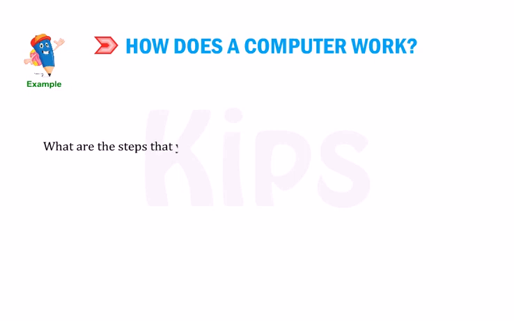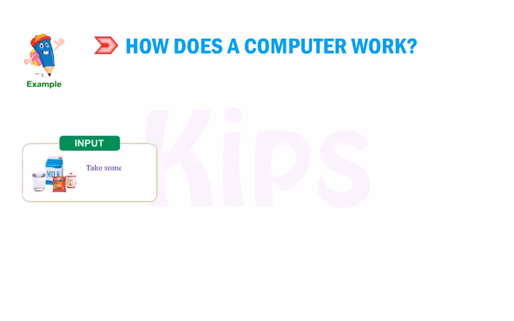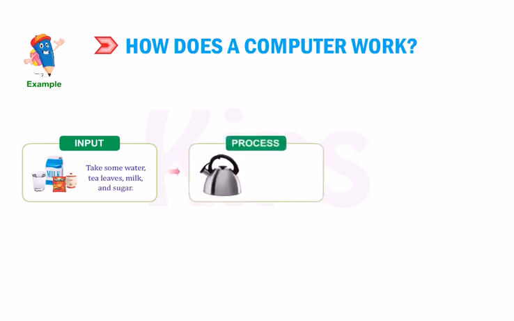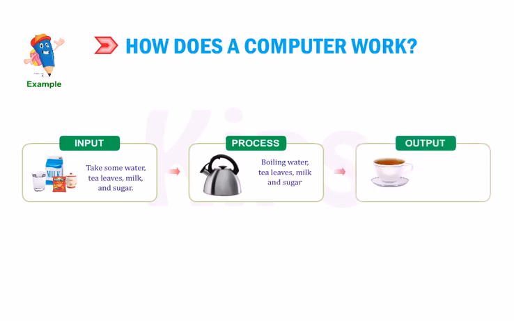What are the steps that your mother follows when she prepares a cup of tea? Look at the example given below. Take some water, tea leaves, milk and sugar. Boiling water, tea leaves, milk and sugar is processing. Tea is ready.